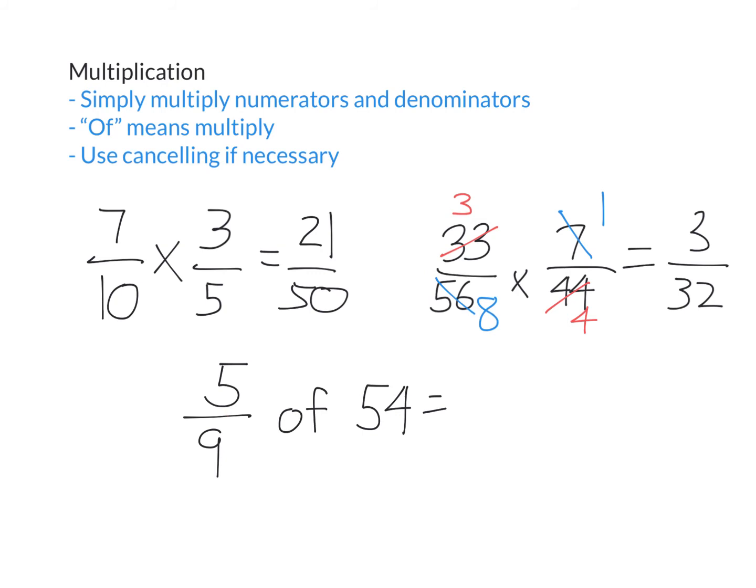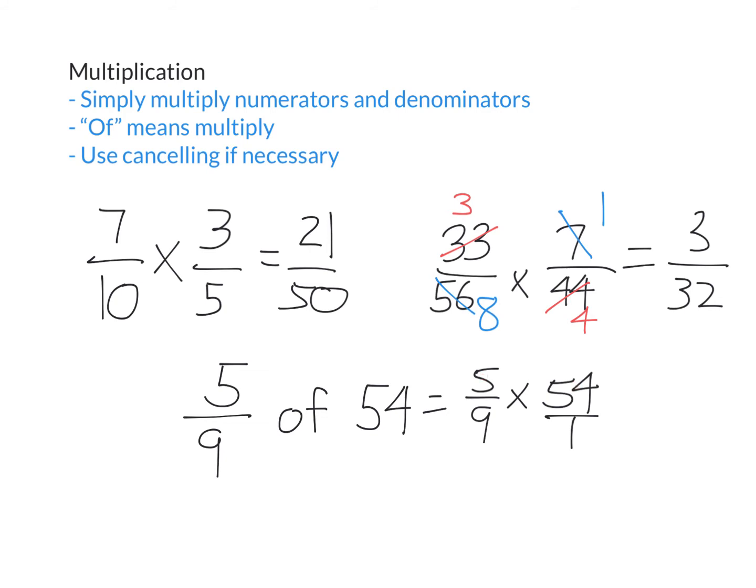So let's look at 5/9 of 54. Now, of means multiply. So this is 5/9 times 54. Now, how do you multiply a fraction by a whole number? Well, you just write the whole number over 1. 54 and 54 over 1 are equivalent. They are exactly the same thing. So doing 5 times 54 is a little difficult.